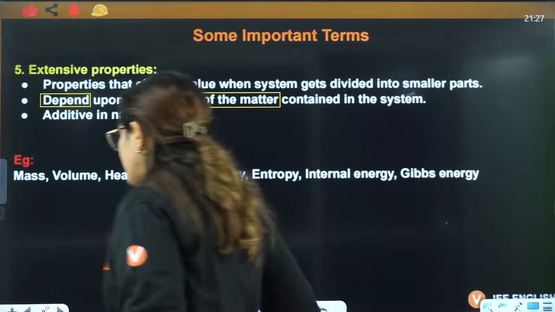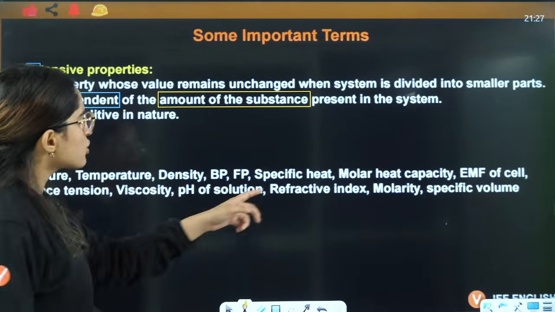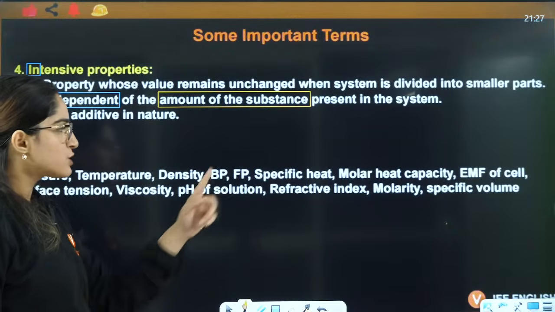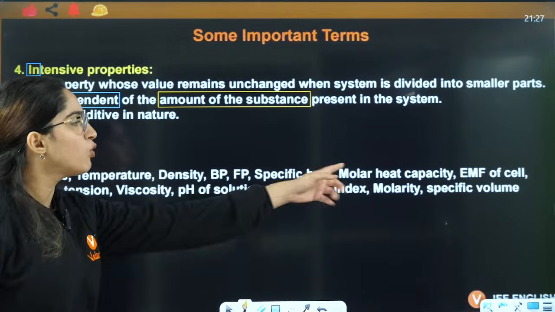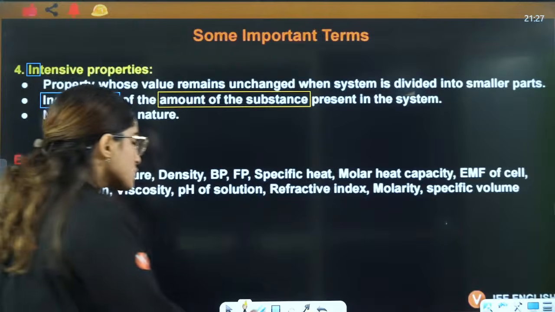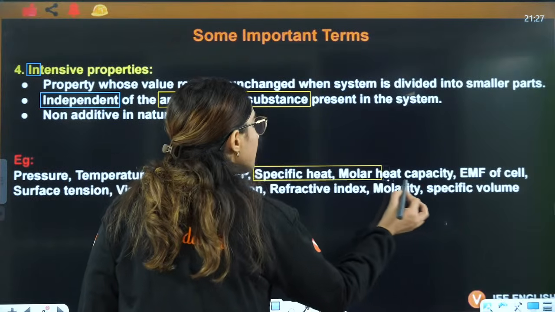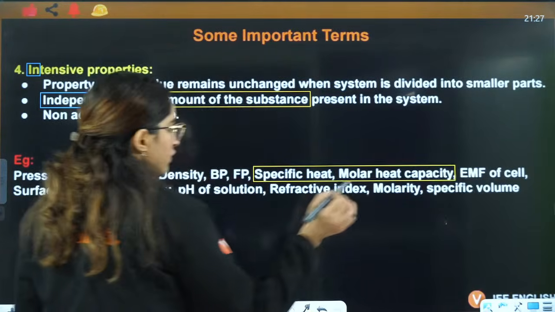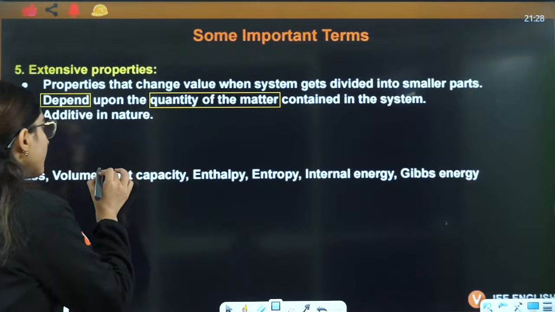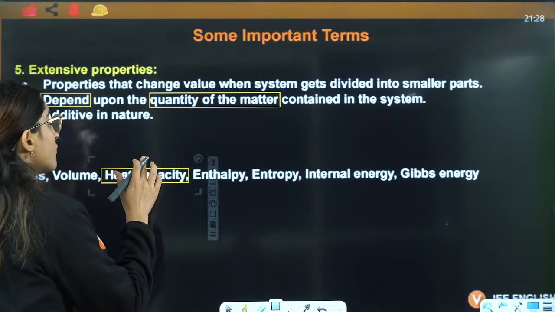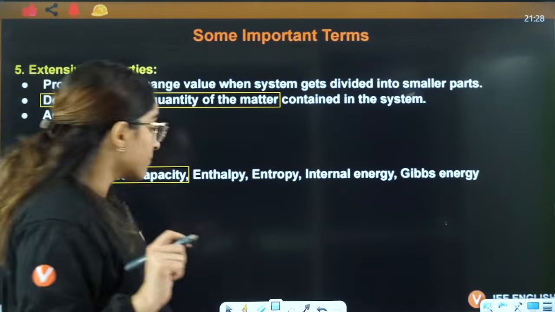But ma'am, here also, ma'am, heat capacity was there. Specific heat capacity, molar heat capacity. Ma'am, specific heat capacity and molar heat capacity are intensive. But you are saying that simple heat capacity is extensive. Why so? What is the reason? That's a very important point.